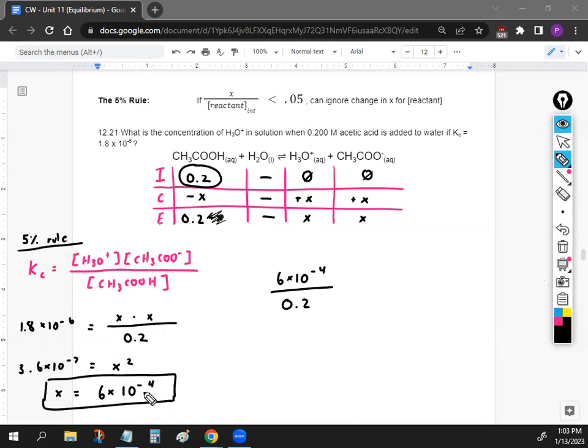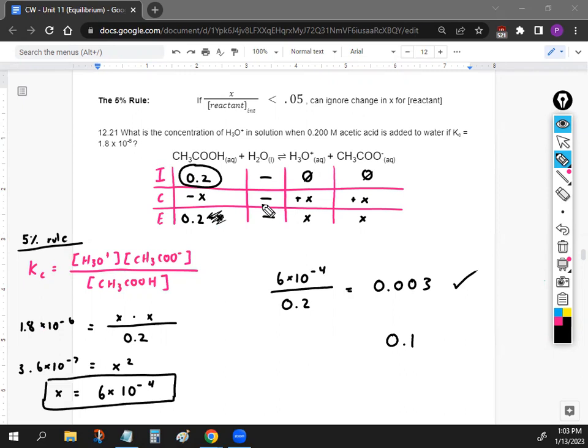You don't need to do the quadratic. If you solve this problem out, you'll get 0.003. Since that number is smaller than 0.05, it passes the 5% rule. This can be our final answer. However, if this number is bigger than 0.05, let's say you get 0.1, then you've got to do the quadratic, because the difference is significant. Your equipment will detect differences in the concentration.